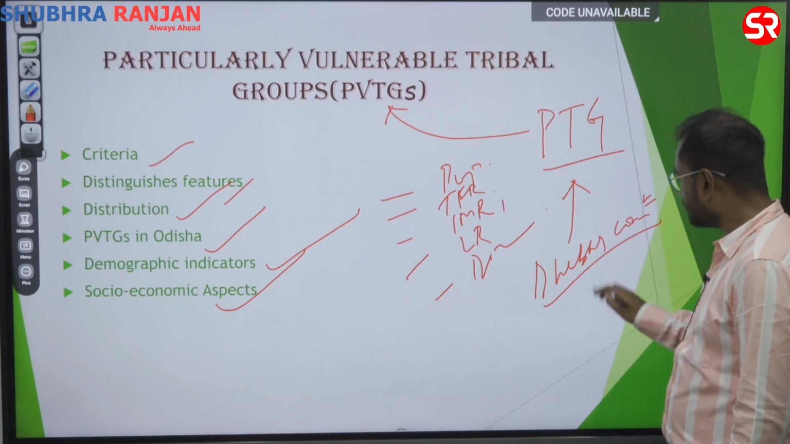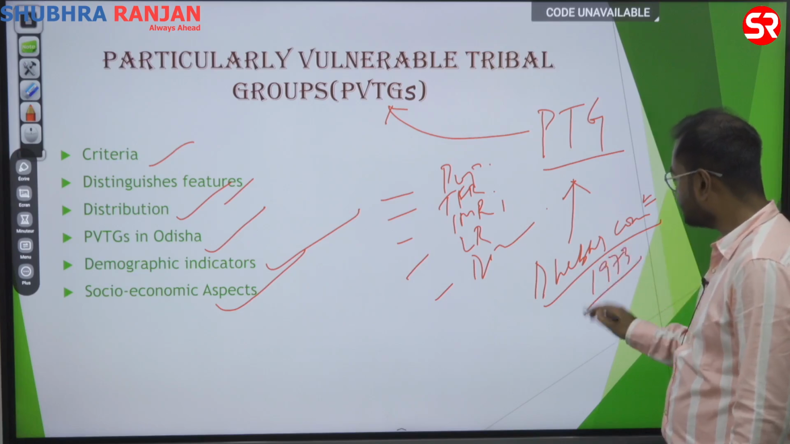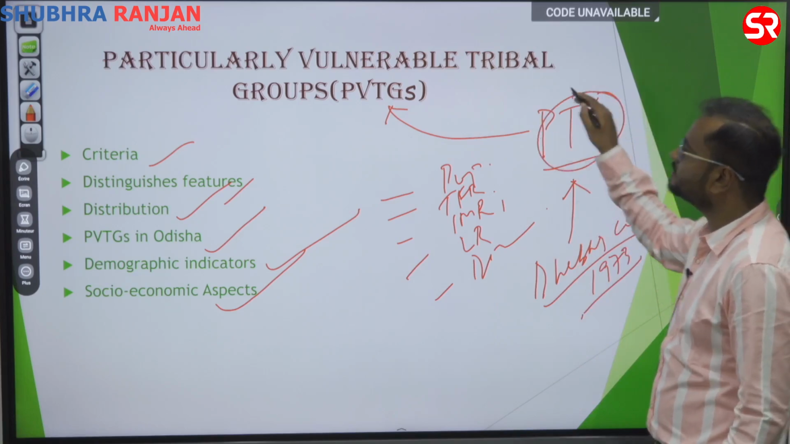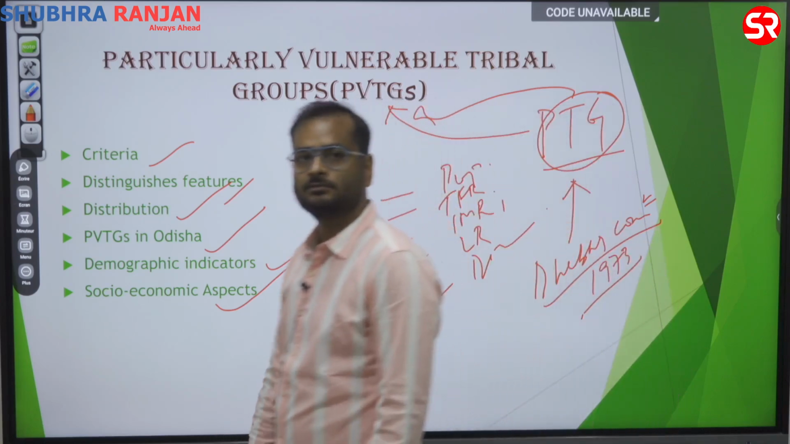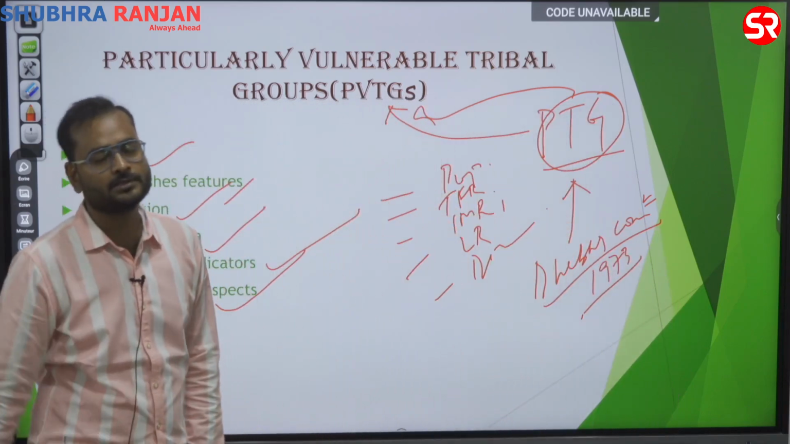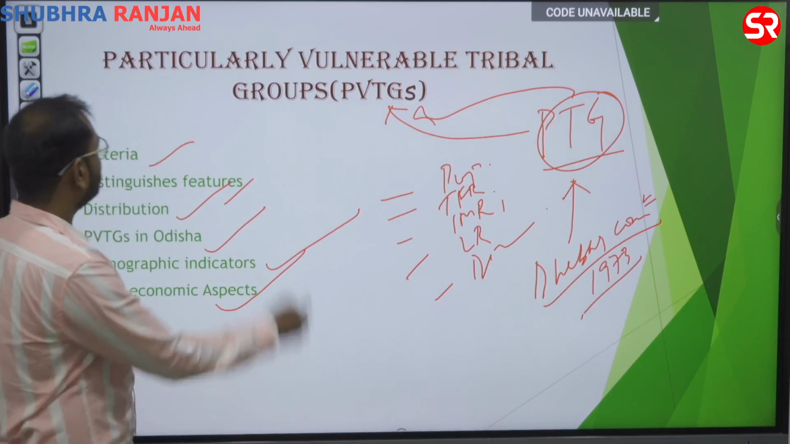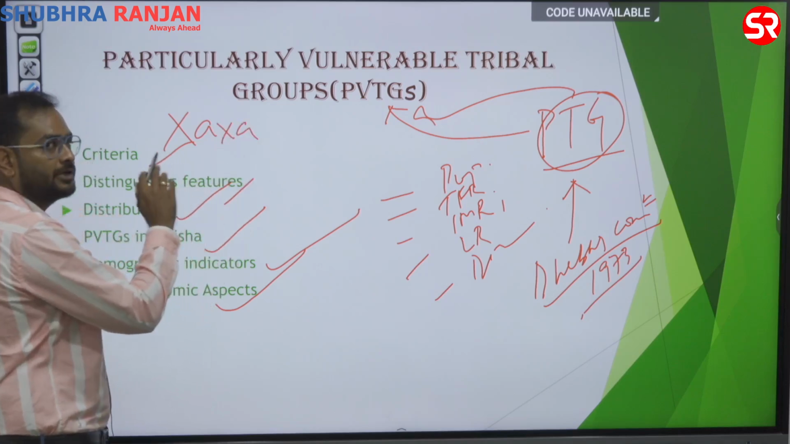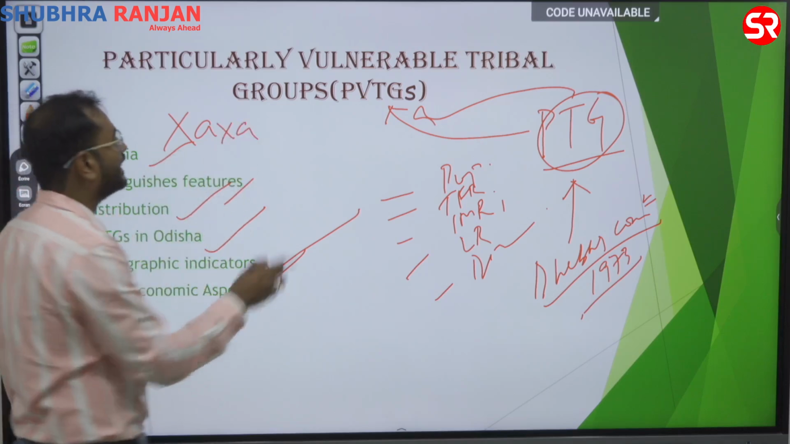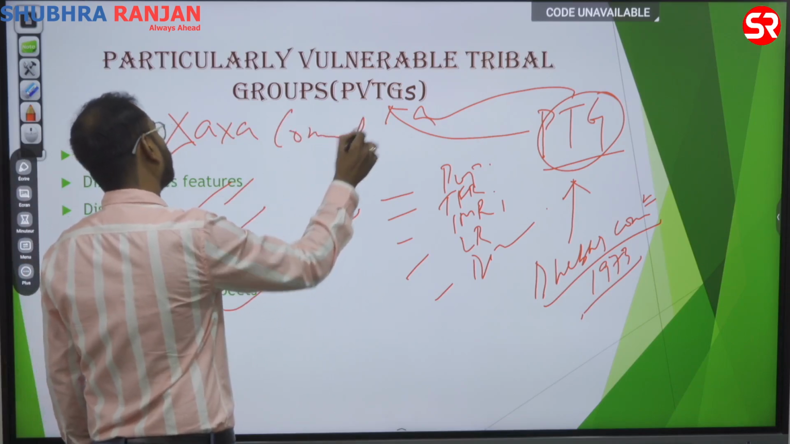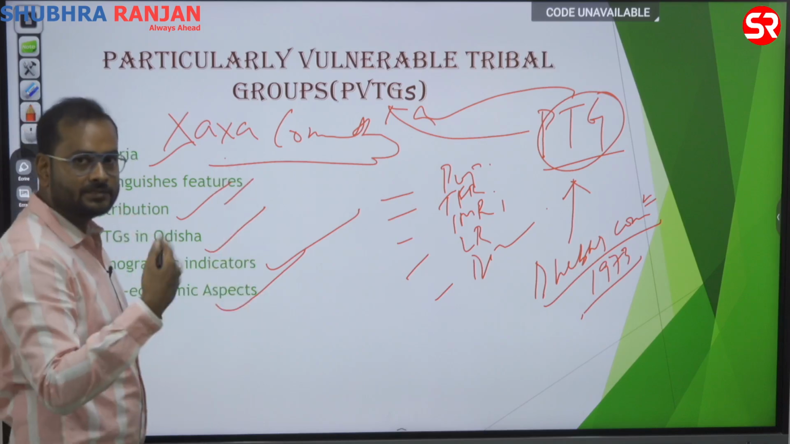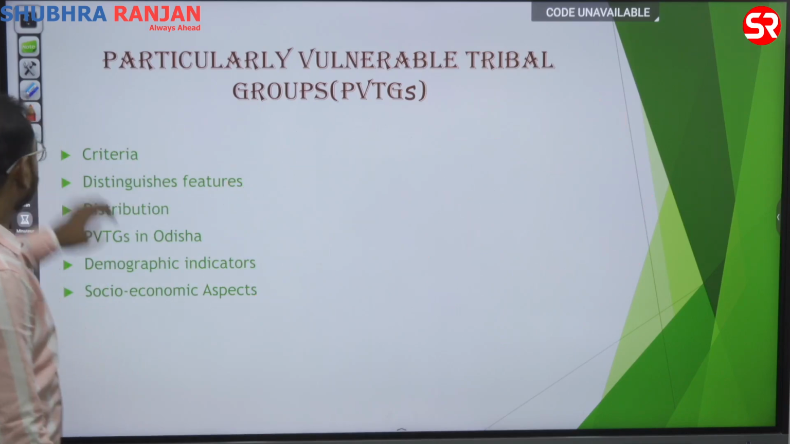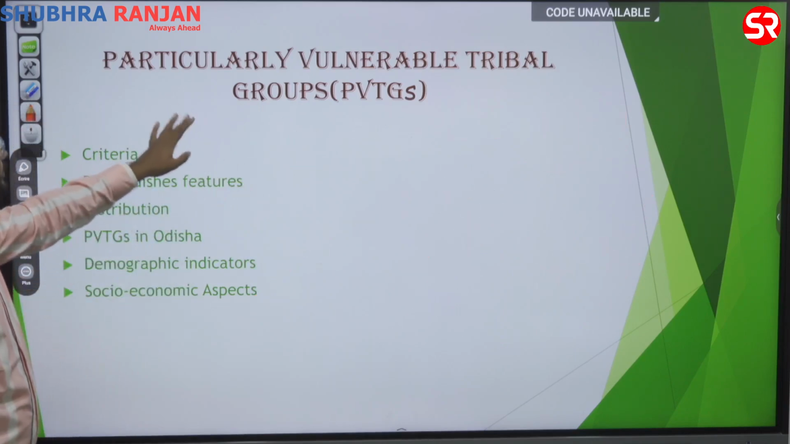You have to remember all these names. I think it is in 1973 that he recommended to form PTGs, and the name of PTG changed to PVTG. Please remember all these things. You have to remember the committees. One major committee is called Kaka Committee. It is written as XA, but it is spelled as Kaka. Kaka Committee. We will see its recommendation from time to time in the upcoming lecture. So these are the things we are going to cater in PVTGs.